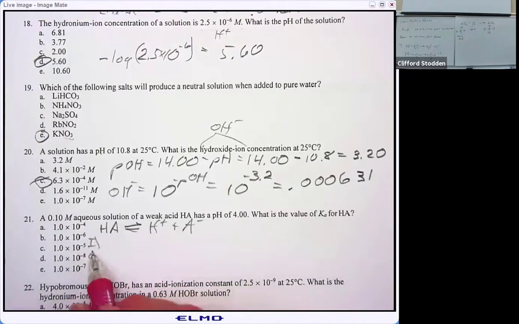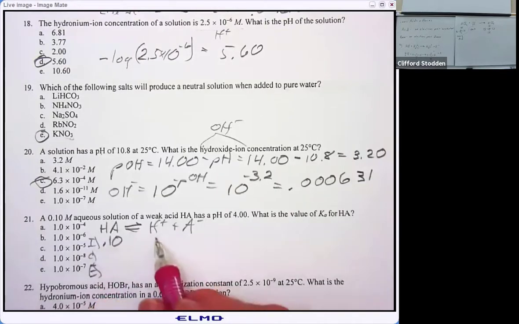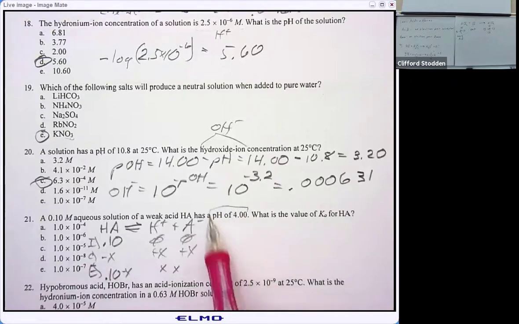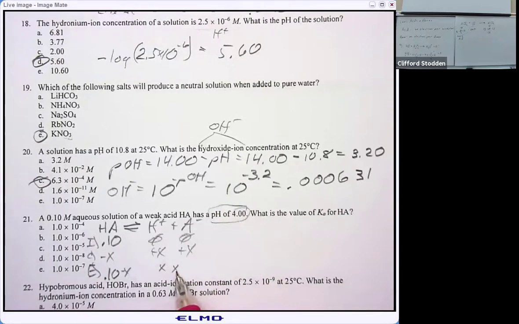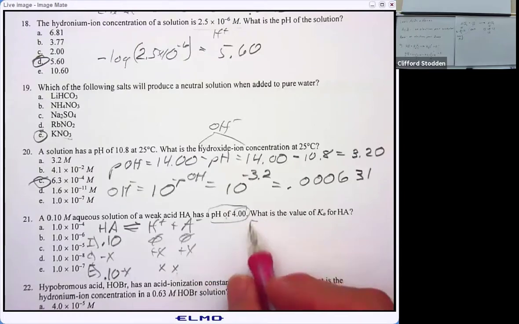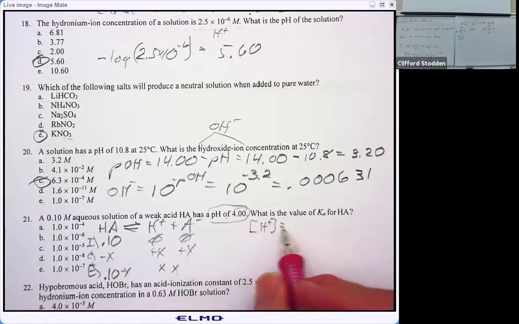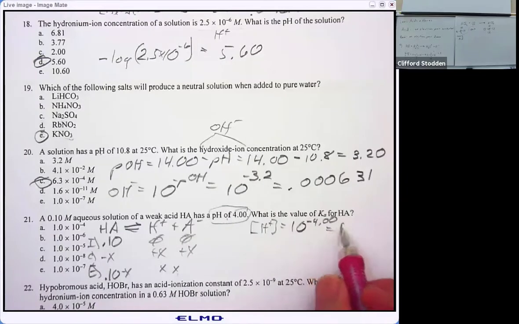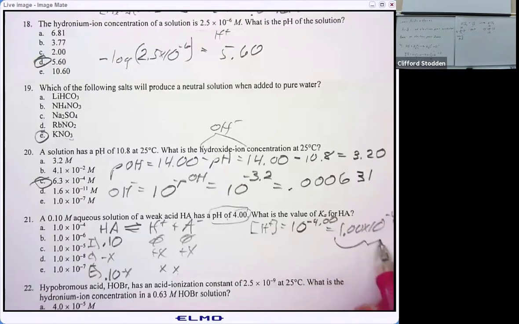Think about it as an ice table, where the initial value of HA is 0.1, and you have 0 and 0. This would be minus x and plus x. This would be 0.1 minus x, x, and x. Now here you're given the pH of 4, and that's how you can calculate x. Because this means your hydrogen ion concentration at equilibrium is equal to 10 to the minus 4, which is 1 times 10 to the minus 4. That is our value of x.